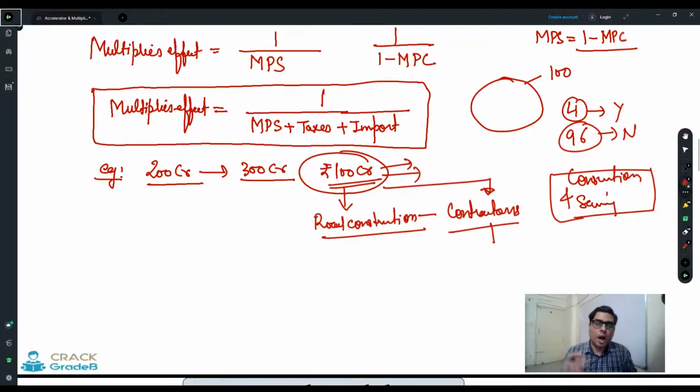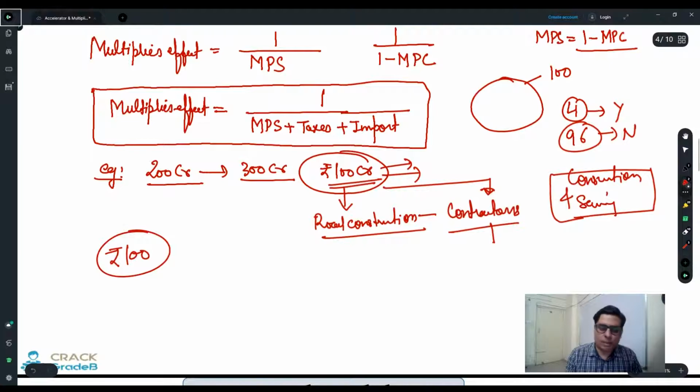Now we have to see how much it is going to be multiplied. How much we have increased? 100 crore. So we have increased 100 crore. For an example, just to understand in a simple manner, consider it's 100 rupees. So we have increased 100 rupees, and out of that 100 rupees, definitely either he is going to consume or he is going to save, right?